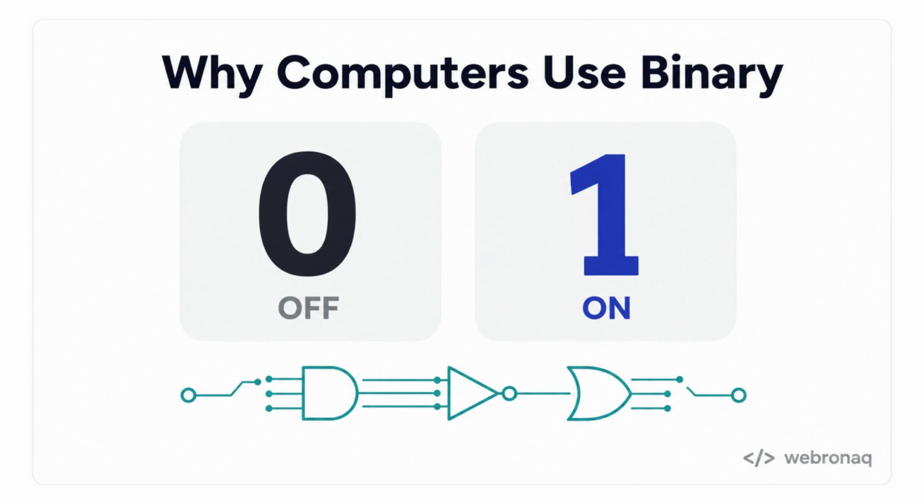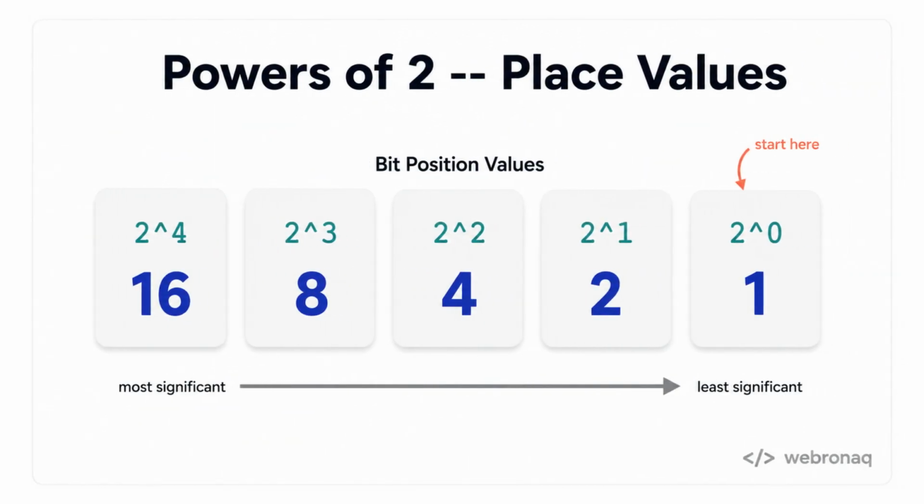Everything your computer does, every calculation, every image, every video, is built on top of this simple idea. In this video, we are going to take that idea and learn exactly how to read a binary number and convert it to decimal. Alright, before we convert anything, we need to understand place values.